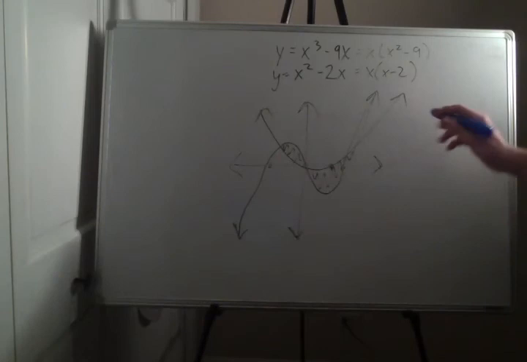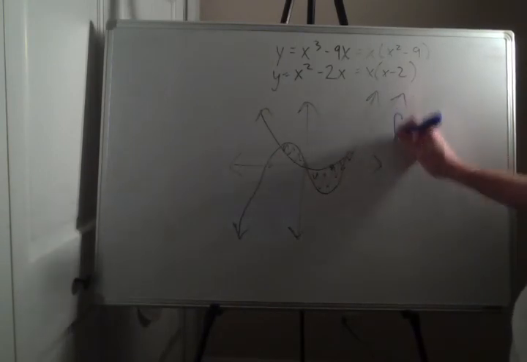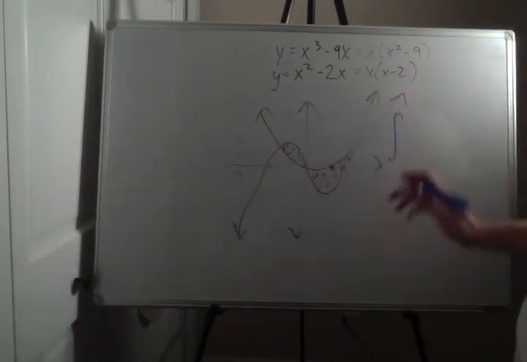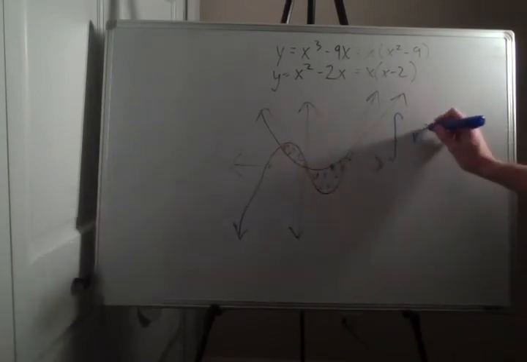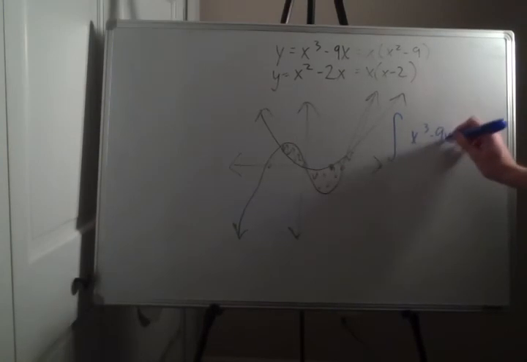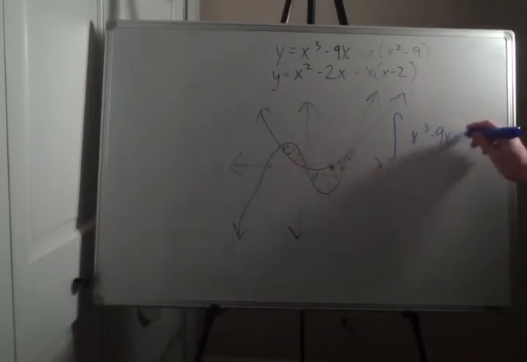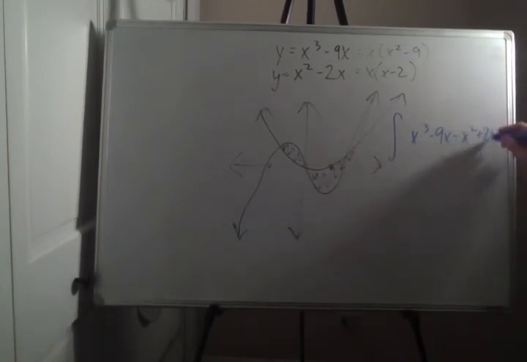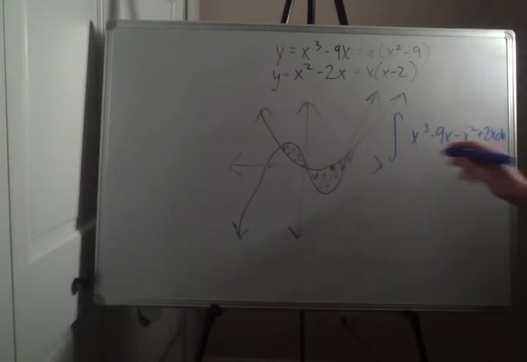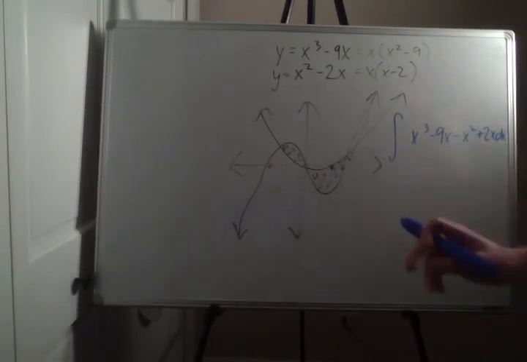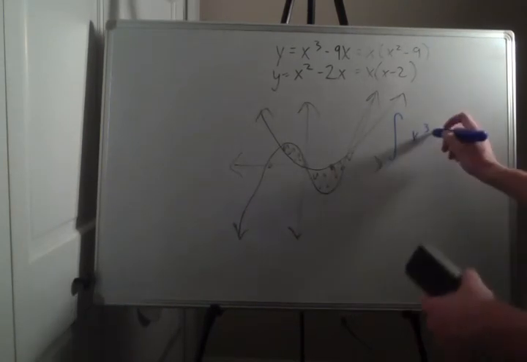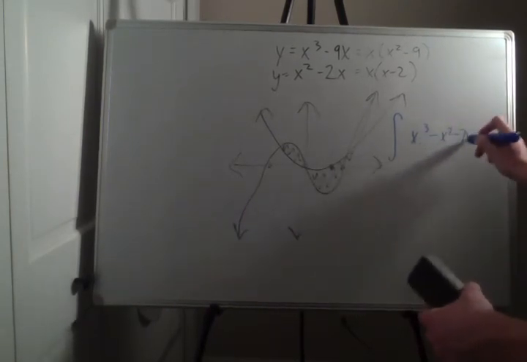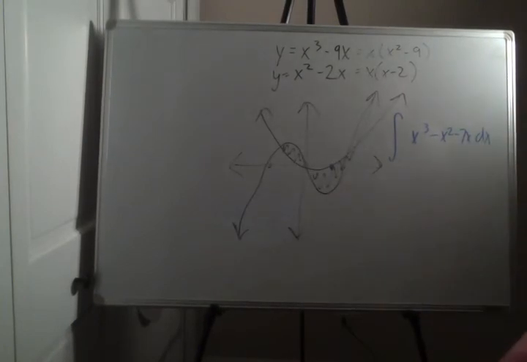Basically what we're going to do is just do two separate integrals. We're going to do integral, once again, I'm leaving the bounds off right now, of this top one right here, which is x cubed minus 9x, and subtract this under one, so minus x squared minus 2x would be plus 2x, dx, which is the same thing as x cubed minus x squared minus 7x dx if you simplify it.